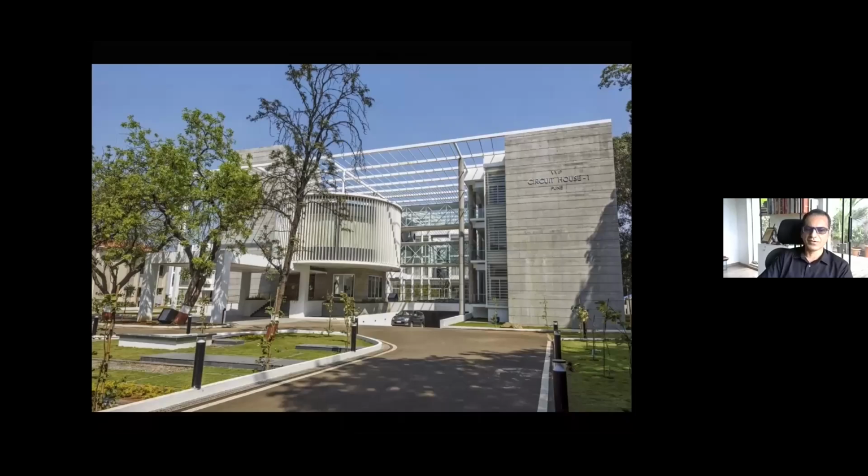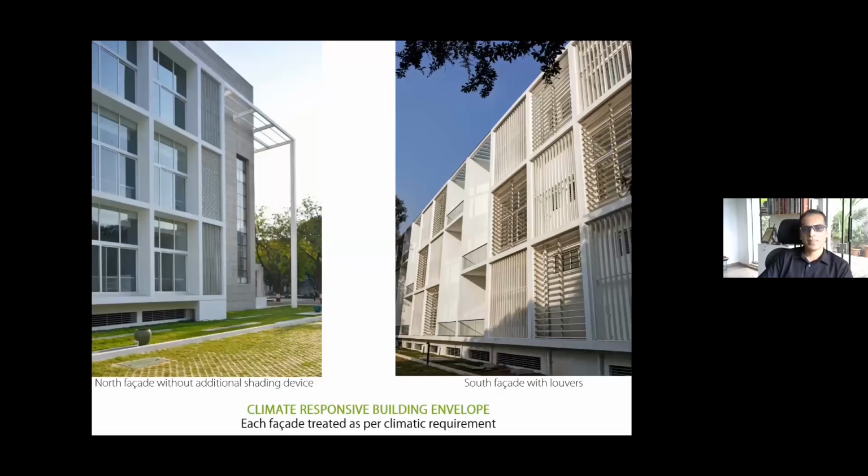Like north, we can afford to have glass to the north because north doesn't get any radiation of the sun, but ambient heat is there. So you have to still be careful about recommending the glass. You have to check its properties, with low capacity to restrict the radiation and all that. And what you see to the right side is the south side facade, which is treated with louvers, which we already talked about.